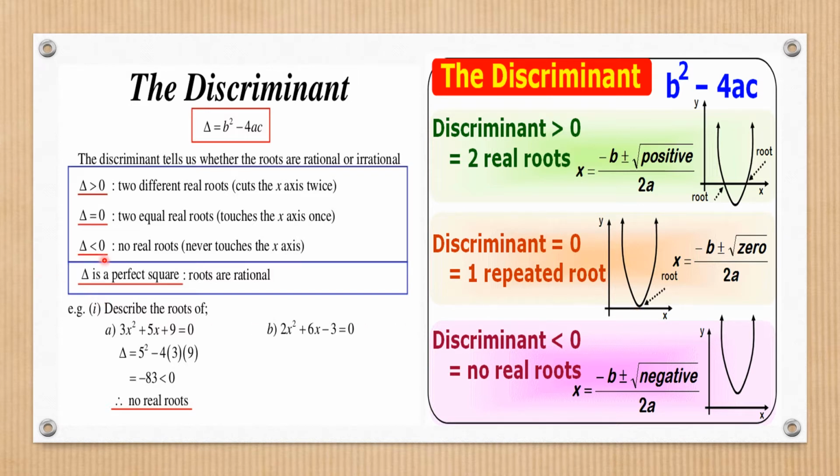The third condition, which we didn't solve in class 10th, was when the discriminant is less than 0, that is, no real roots. In that case your parabola is not touching the x-axis. For example, take the quadratic equation 3x square plus 5x plus 9 equal to 0, in which the discriminant is minus 83, which is less than 0. So no real roots exist.